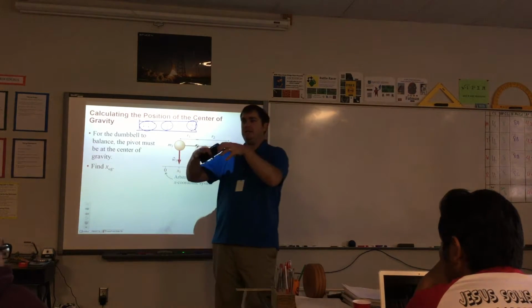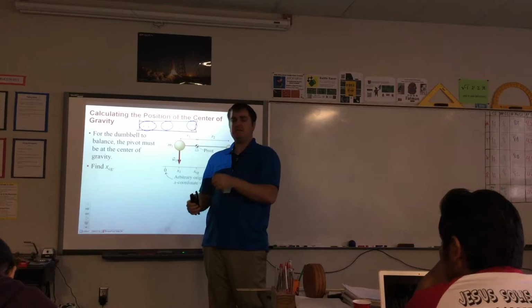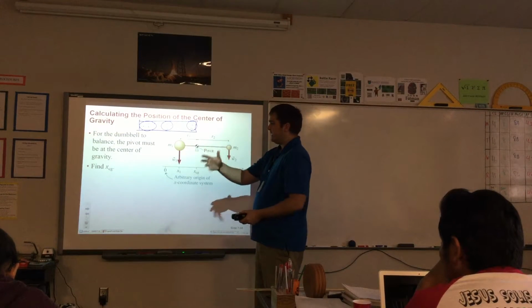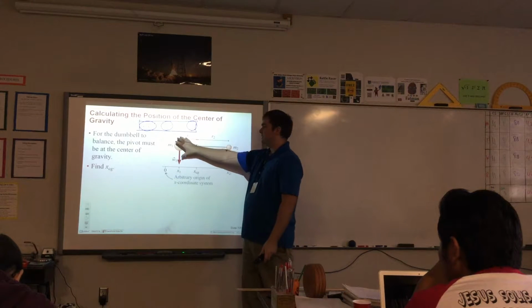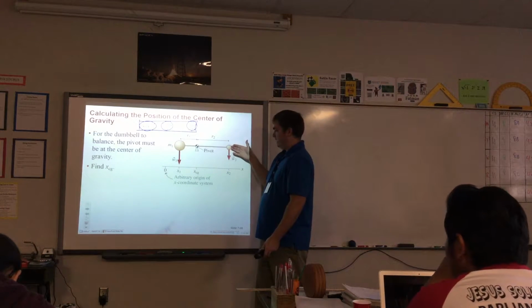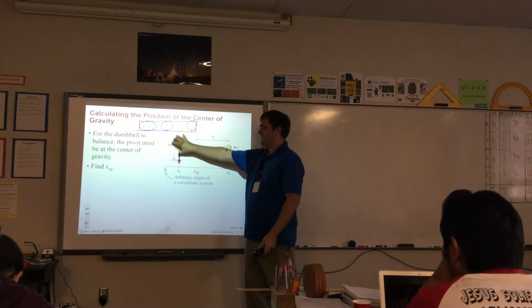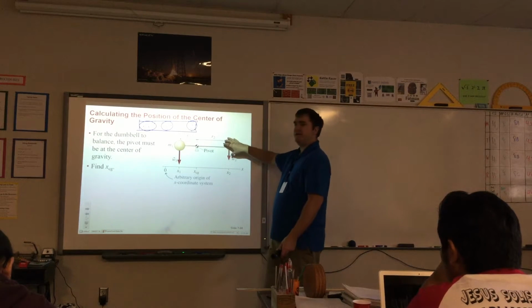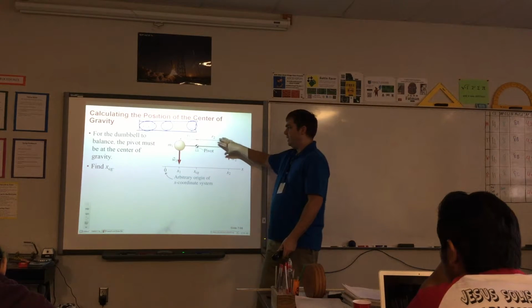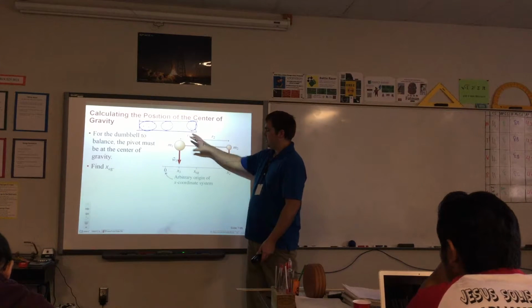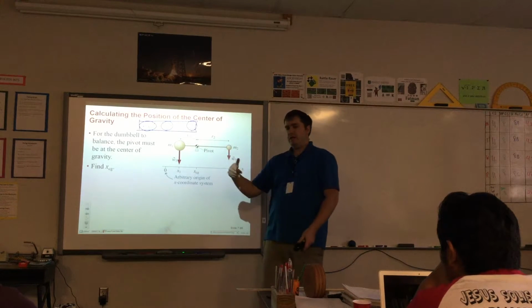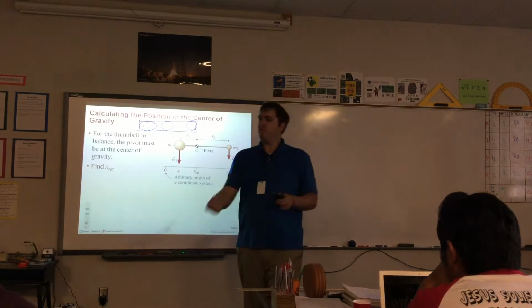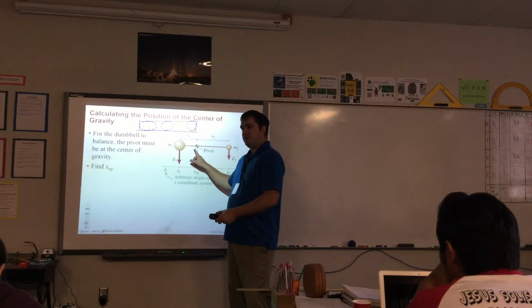If you break that down into the most basic situation, any object, whatever it is, you can think of as a bar with some mass over here and some mass over here. If they're equal, it's very obvious the center is right in the middle. But if it's unequal, then you have this situation. And we're going to find a formula for the center of gravity.